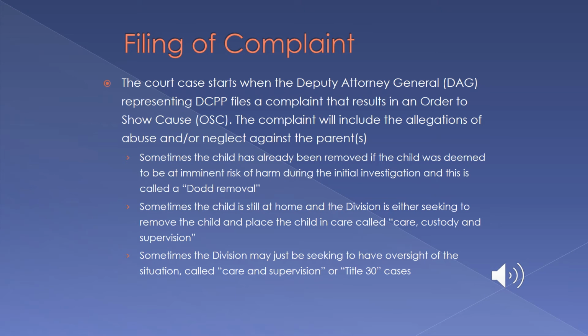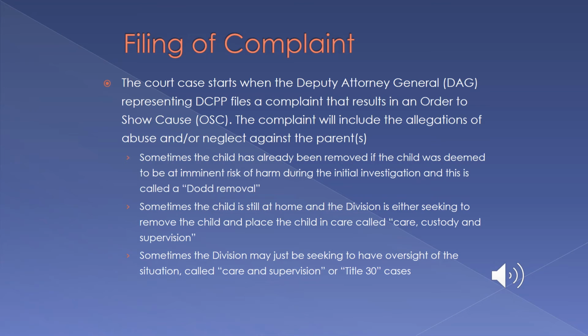The court case is not when the division case first starts. The division case typically first starts when a call is made to the child abuse hotline. When a call is made, an investigation must be made to determine whether or not the children are safe. If the children are considered to be in imminent risk of harm during the initial investigation, the division will do an emergency removal, which is called a DOD removal. If the child is not considered to be at risk, the child will remain at home during the investigation.